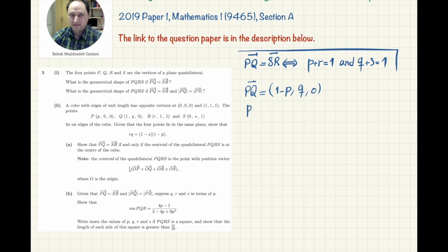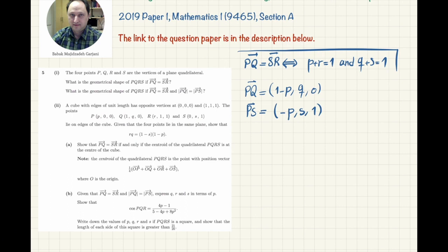And what is PS now? PS is equal to minus P, S, and 1. So let me double check. PQ, P and Q. So 1 minus P, Q minus 0, 0 minus 0. Okay. And then I have PS. So what is PS? PS is S minus P. So 0 minus P is minus P. S minus 0 is S, and 1 minus 0 is 1.